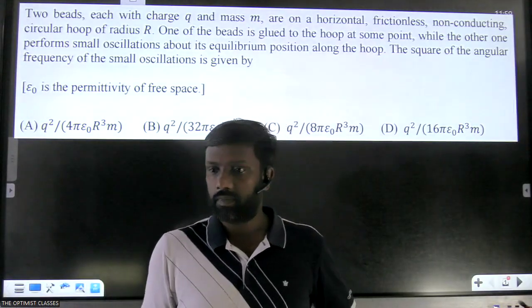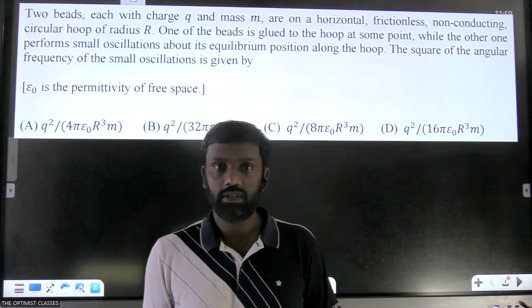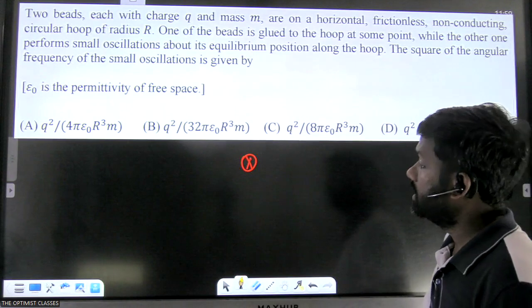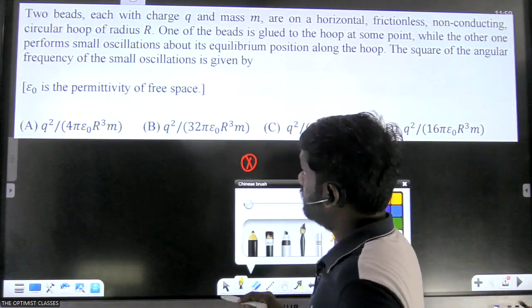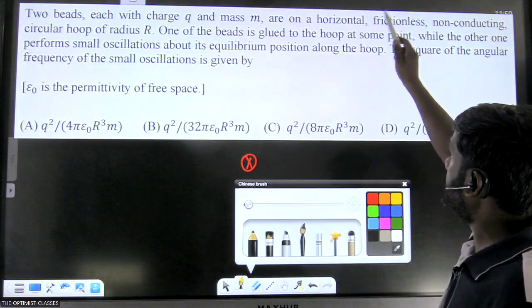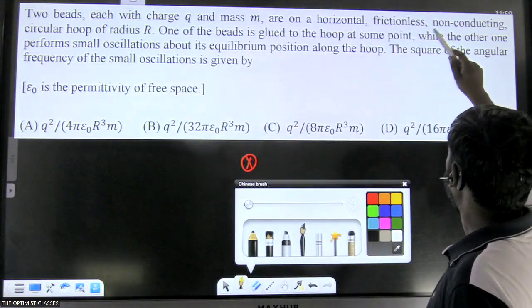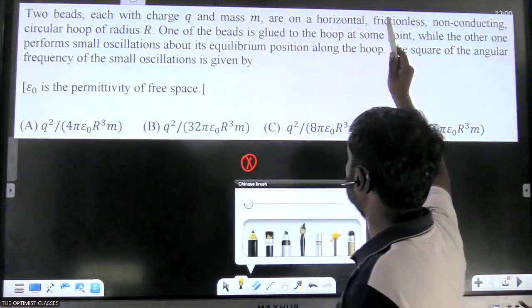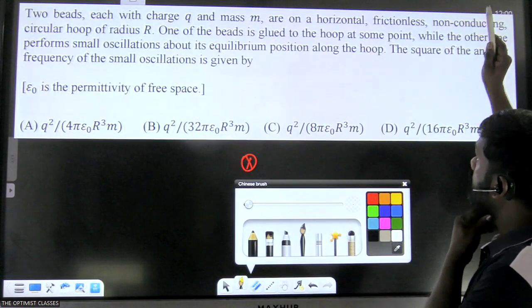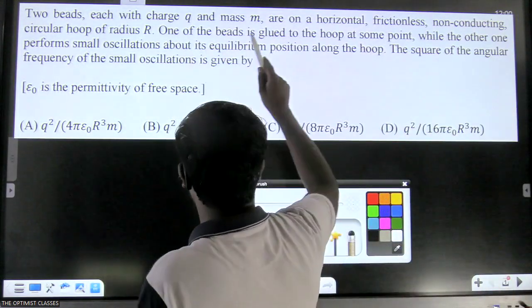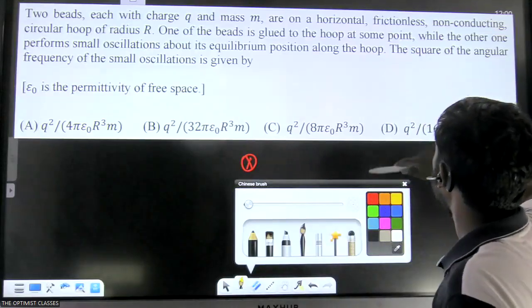Hello students. In this video, I am going to discuss the solution of a JEE Advanced 2024 question. This question says there are two beads, each with charge Q and mass M, on a horizontal frictionless and non-conducting circular hoop of radius R. One of the beads is glued to the hoop at some point, while the other one performs a small oscillation about its equilibrium position along the hoop.